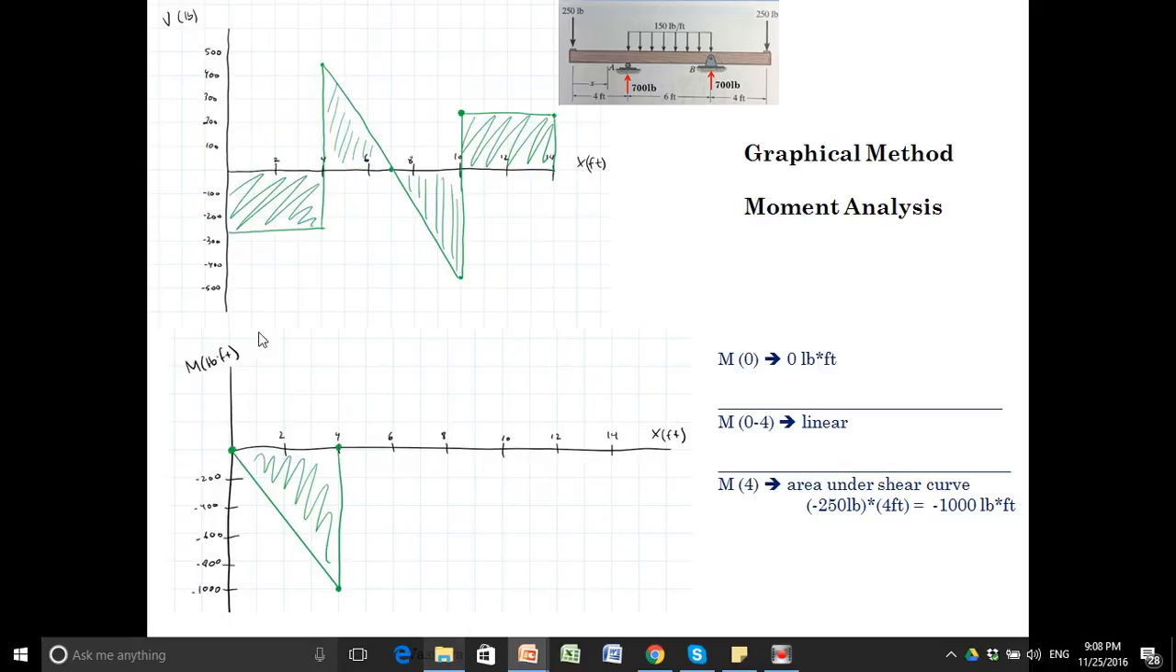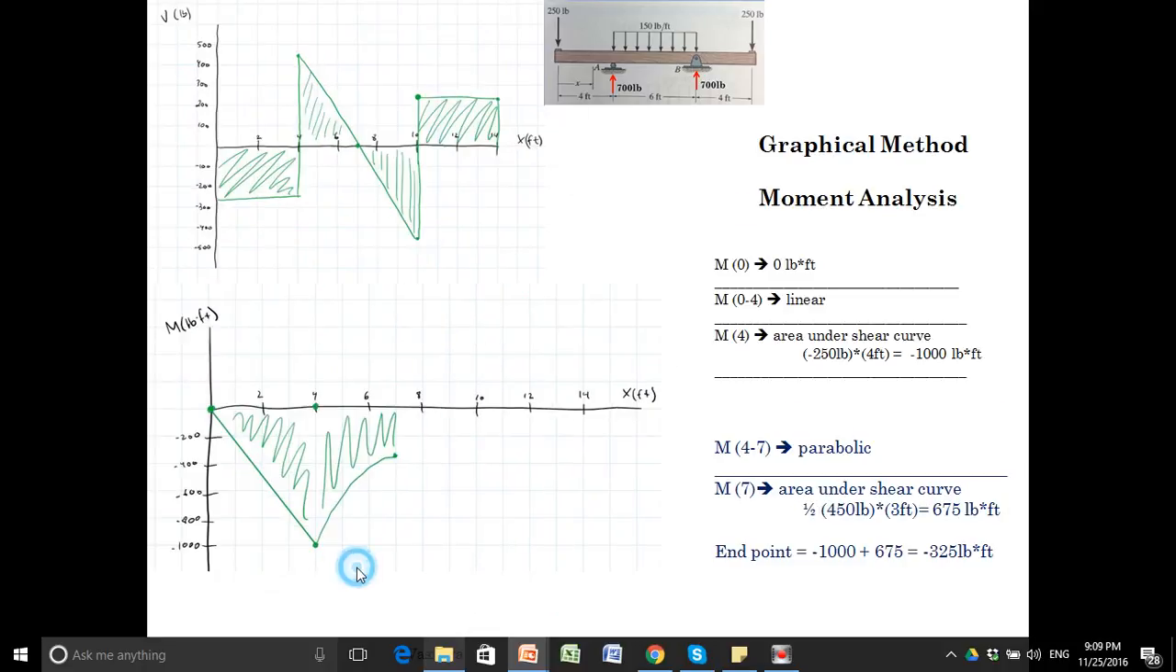We find our end point by finding the area under the shear curve. So negative 250 times 4 gives us negative 1000. So from 0, we end up at negative 1000, and we know that this portion is going to be linear because the shear diagram is constant. If this is constant, then this becomes 1 power higher, so this is going to be linear.